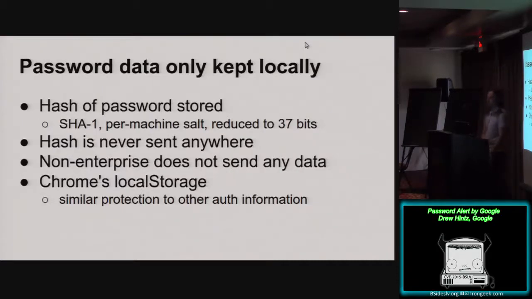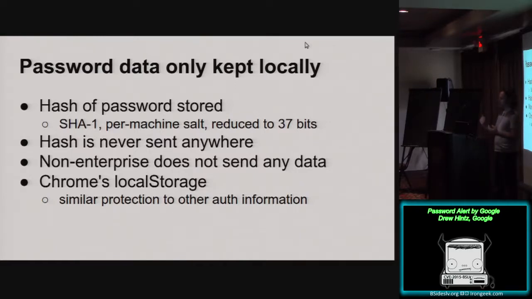Cool. So the first tenet is that the password data is only kept locally. You take a SHA-1, per-machine salted, and only store 37 bits of the SHA-1 hash. And this hash is never sent anywhere. In the enterprise case, we sometimes send reports about misuse, but it only includes the username and the URL they used it on, and does not include any of the hash data or anything like that. And in the non-enterprise case, the normal consumer use case, where you just install it for your Gmail account, no data is ever sent from your machine about what websites you type it on or anything like that.